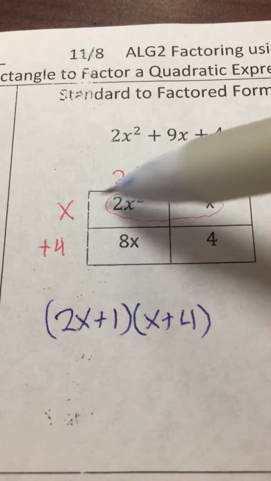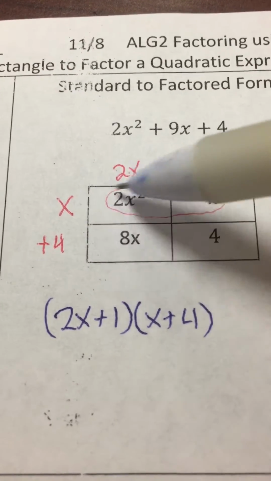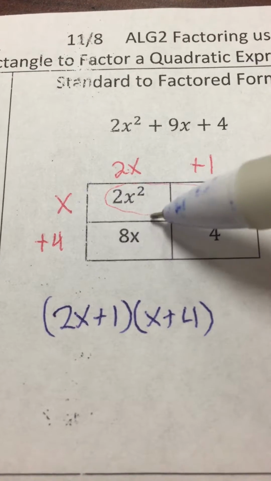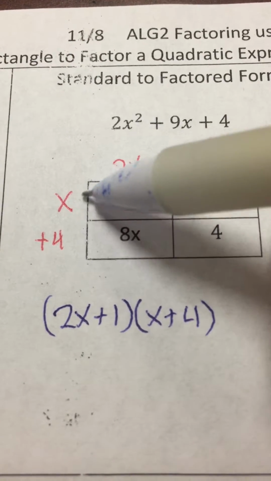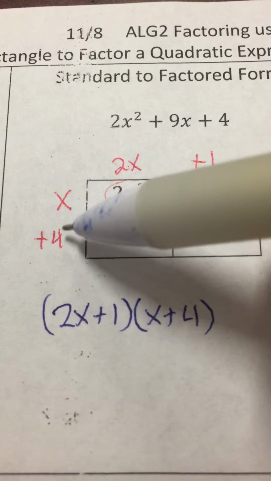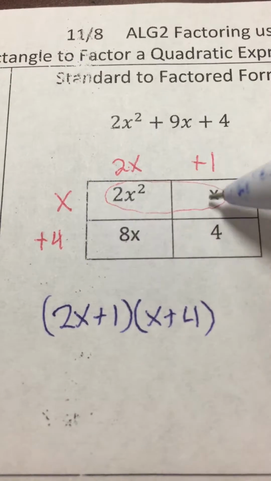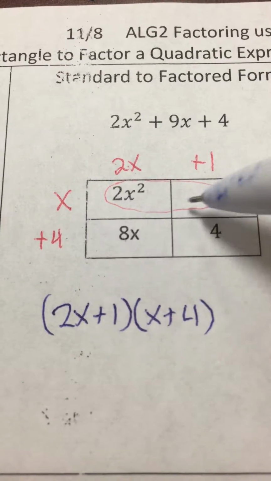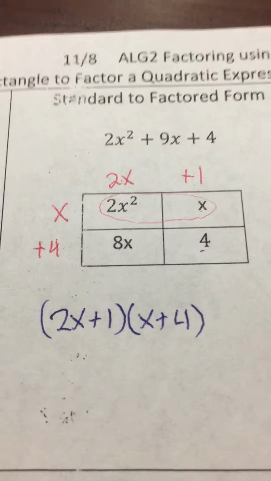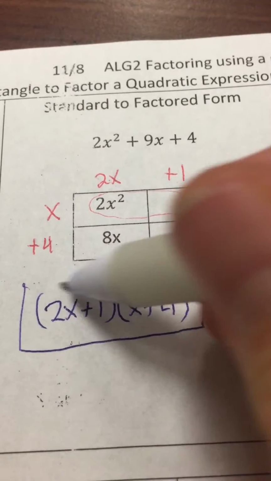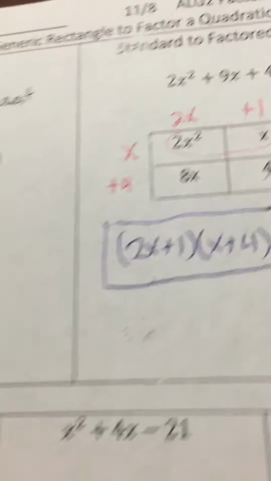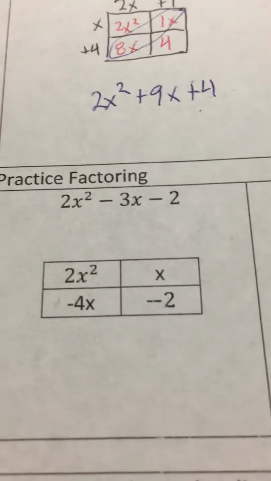You can always double check these by multiplying it out and seeing if they give you the values inside the rectangle. So 2x times x is 2x squared. If you multiply these, we get 8x. X times 1 is x. 4 times 1 is 4. And there it is. That's how we factor. Let's do one more, and then we'll look at how to set it up from scratch.